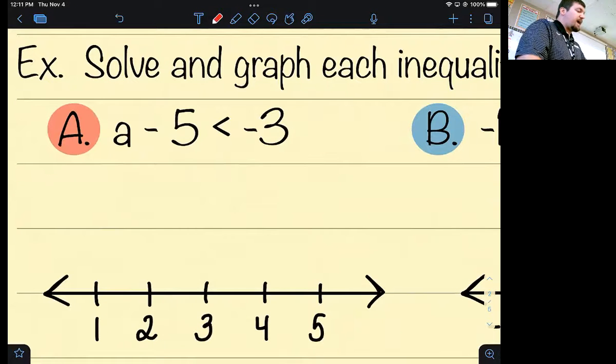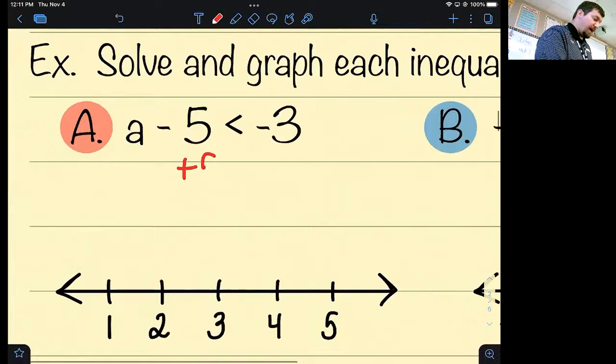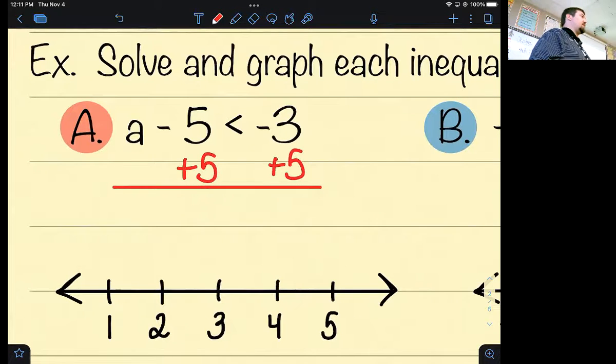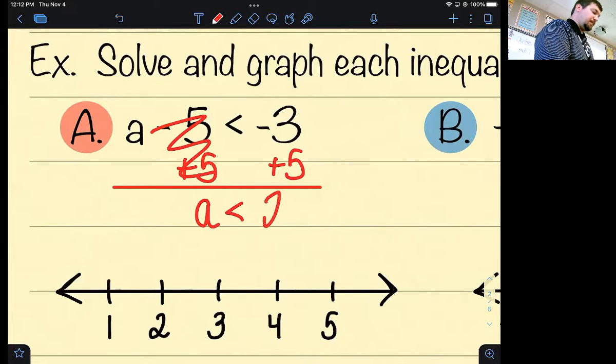Hunter, A minus 5 is less than negative 3. What number would I need to get rid of so A can be by itself? And how do I get rid of a negative 5? Opposite is, there we go. So by putting a positive 5 or by adding 5 to both sides, we can eliminate that negative 5, so A is by itself. That's the same thing we did for equations. Hunter, negative 3 and positive 5 join forces or go to war? They go to war. Who wins and by how much? Positives by 2. Okay.